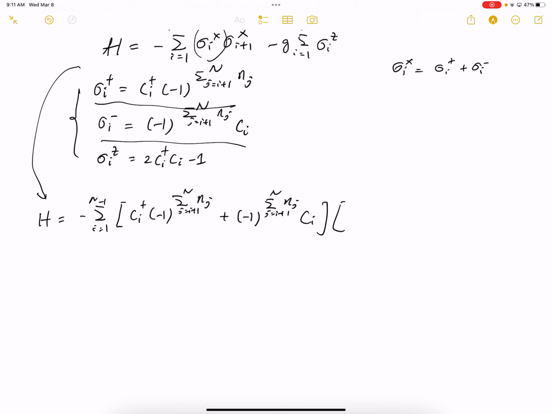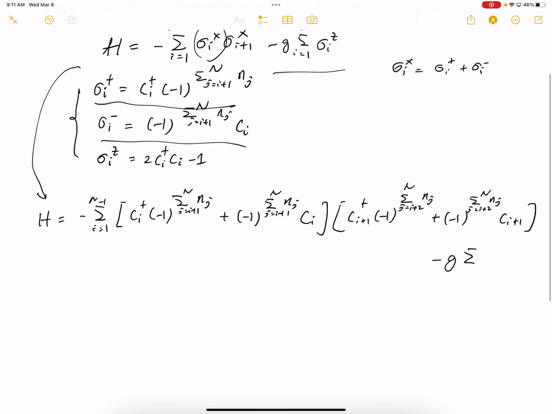So this part is for the sigma ix, this whole bracket I just wrote, and then we also have it for sigma i plus 1 x down here. The only thing that's changing is i is changed to i plus 1 compared to the first square bracket. And then we also have this term, but this term is relatively easy because the sigma z just has this simple mapping here. So far, no magic. We're just plugging the Jordan-Wigner transformation into the quantum Ising model.